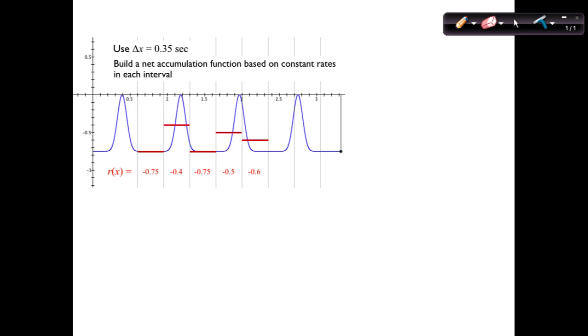Notice this next interval is kind of the mirror image of the last one. So I chose negative 0.6 again. And then the next interval is the mirror image of this interval. Do you see that? This interval is like the mirror image of this interval, so I chose negative 0.5 again. And the last interval, negative 0.75 again.